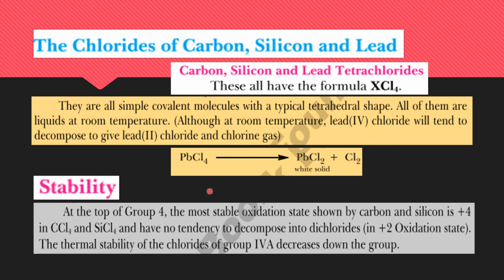Now about the stability of these chlorides. At the top of group 4, the most stable oxidation state, as I have told you, is +4, just like carbon tetrachloride and silicon tetrachloride, and they do not decompose into their dichlorides because the +4 oxidation state is stable for these compounds. And the thermal stability of the chlorides of group 4 decreases down the group.